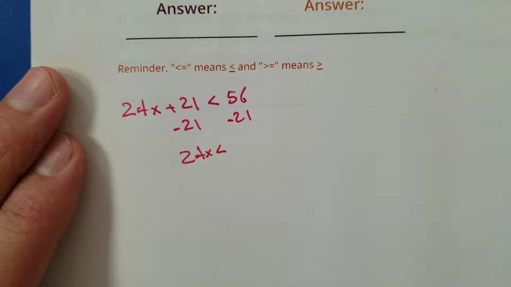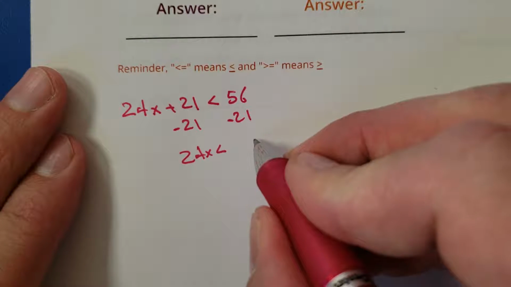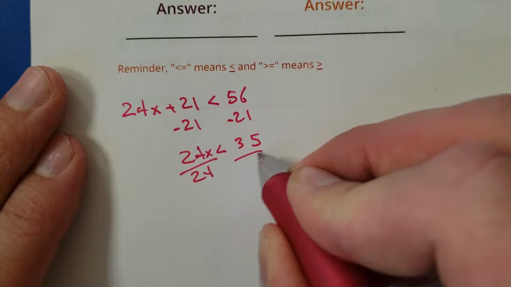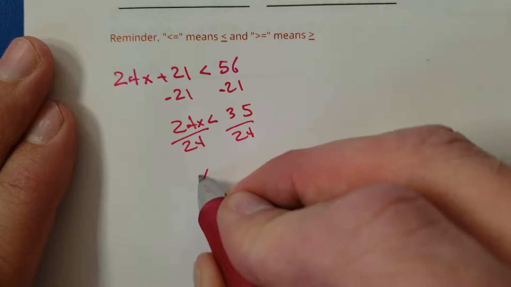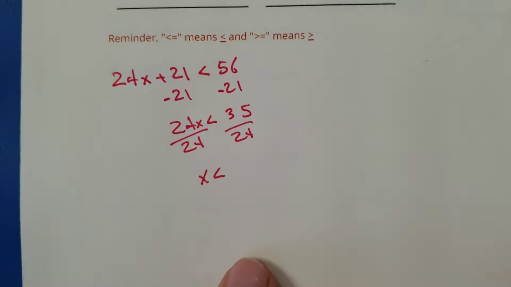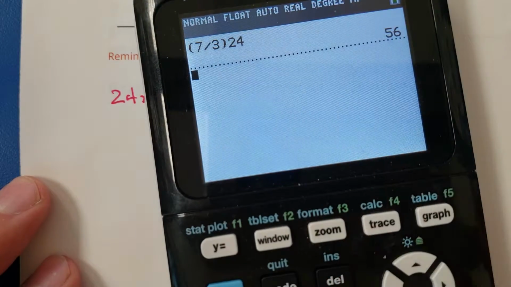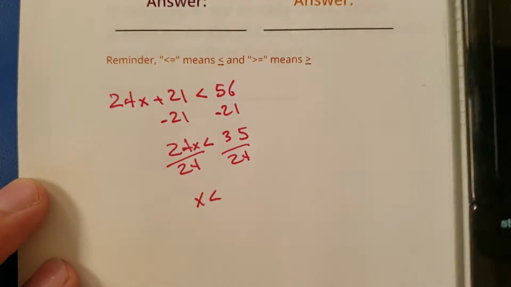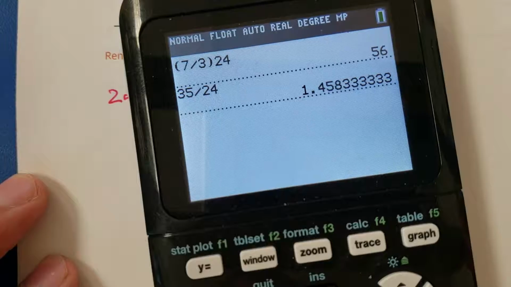24x is going to be less than 56 minus 21, which is 35. Divided by 24, divided by 24. X is going to be less than 35 over 24. Ew, what is that? I don't think that can simplify. Well, no, I feel like that's right.